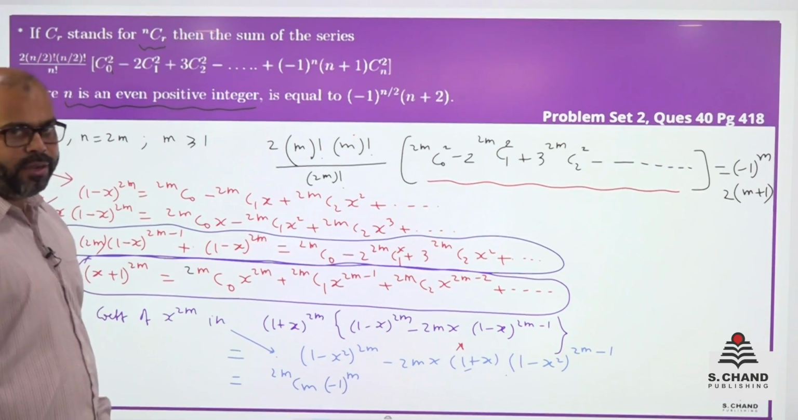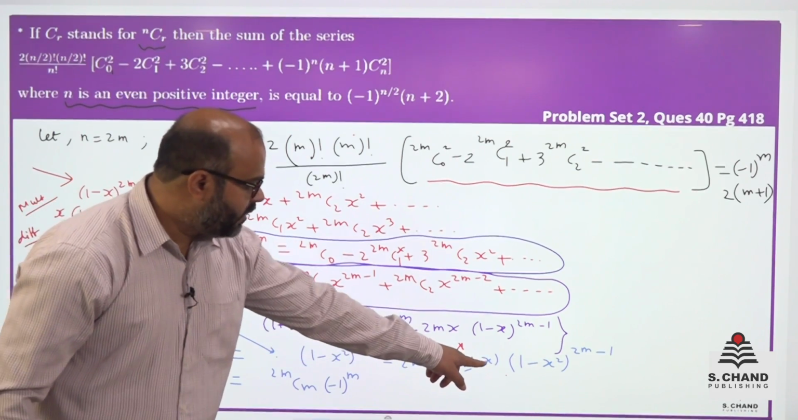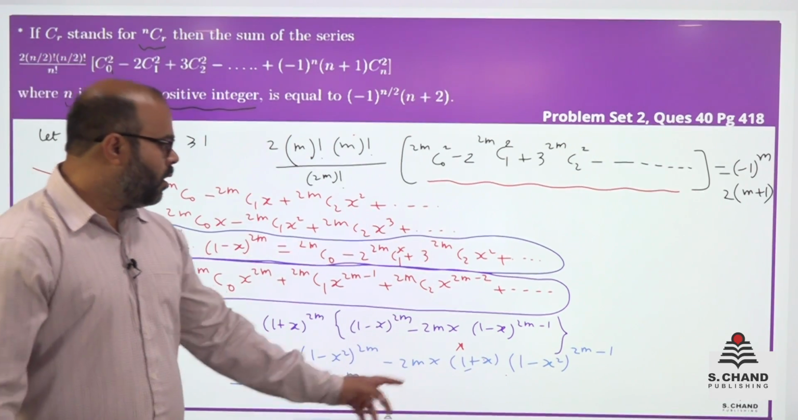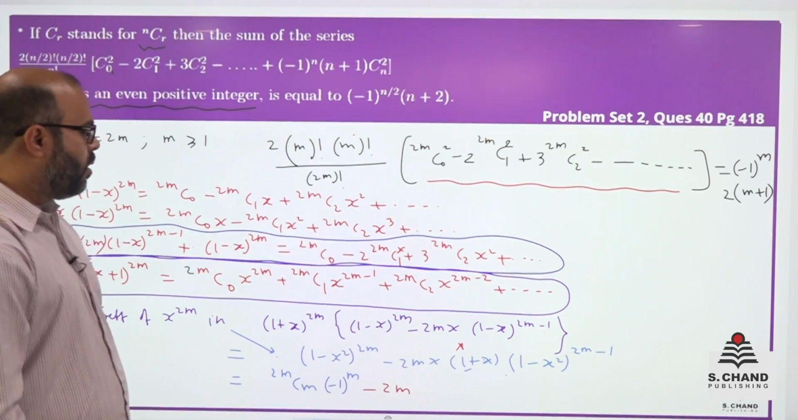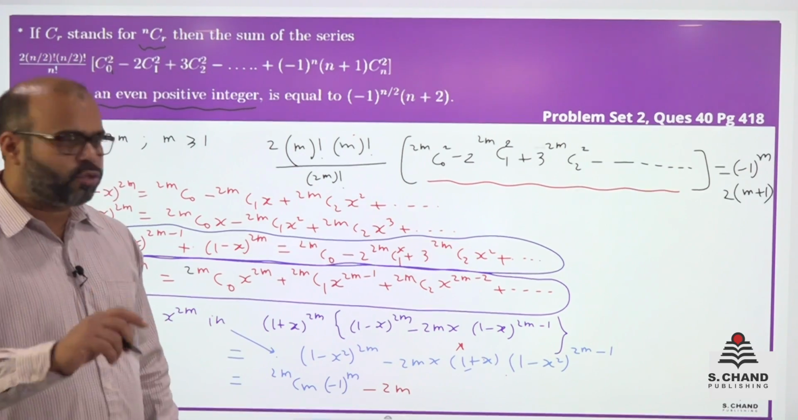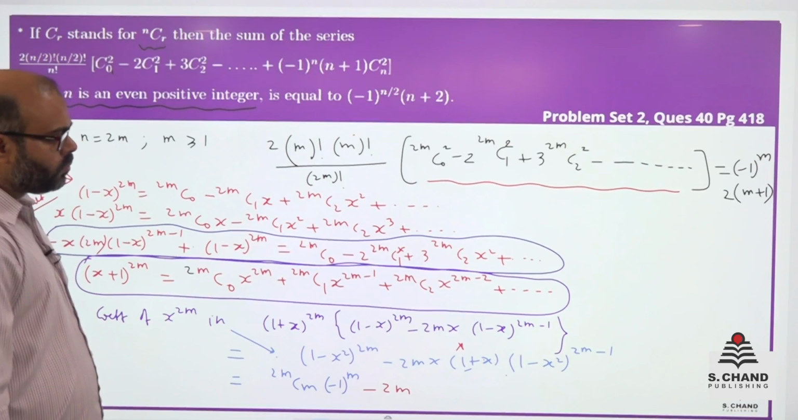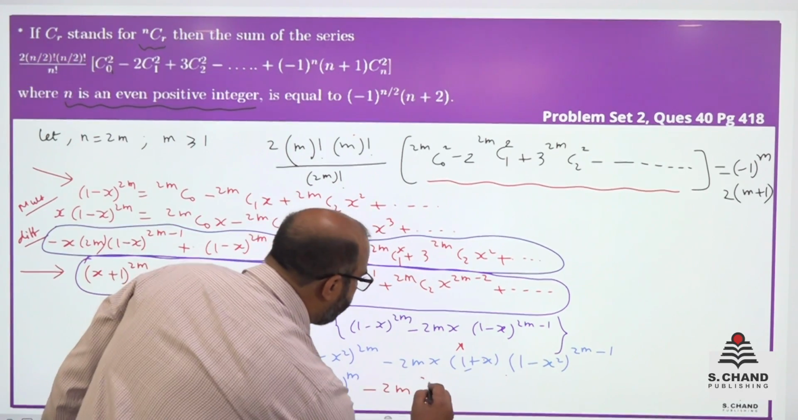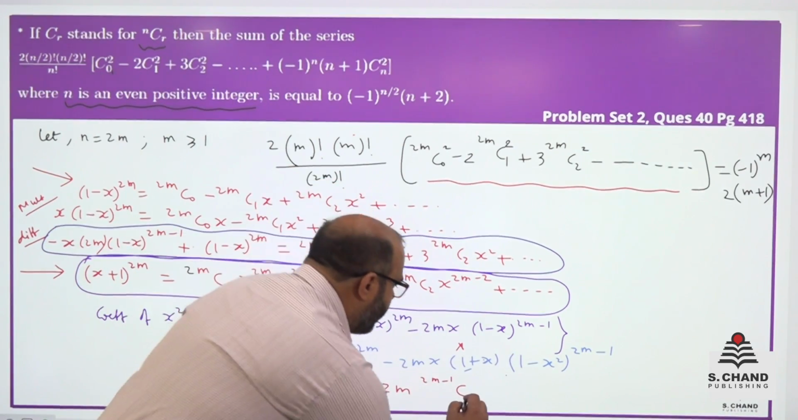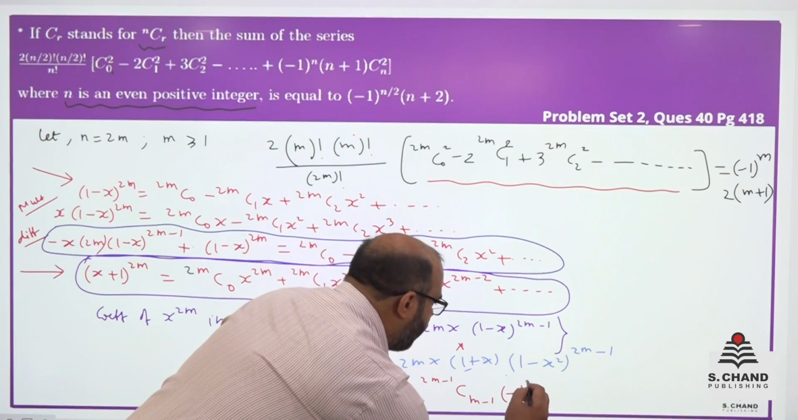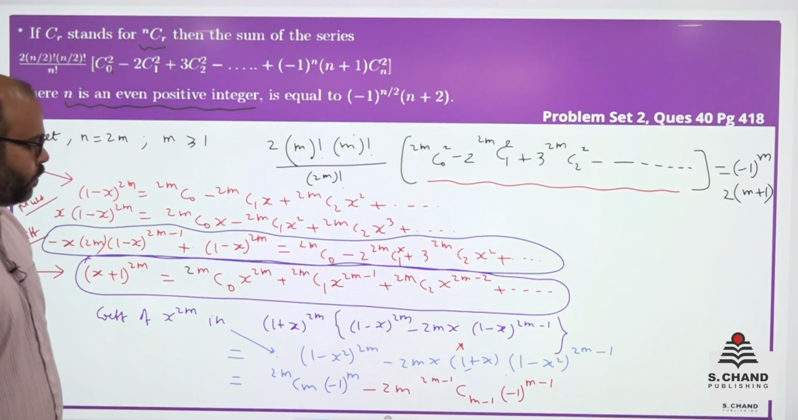This one will not give you any coefficient of x to the power 2m, whereas this x when multiplied with this x will give you x square. So minus 2m and x square you have already got. What else you need is x to the power 2m minus 2. So if you want to get x to the power 2m minus 2, you will write 2m minus 1 c, and 2m minus 2 will be obtained when you get m minus 1 into minus 1 to the power m minus 1. There you will get x to the power 2m minus 2.